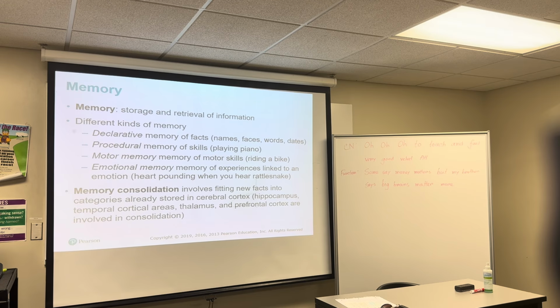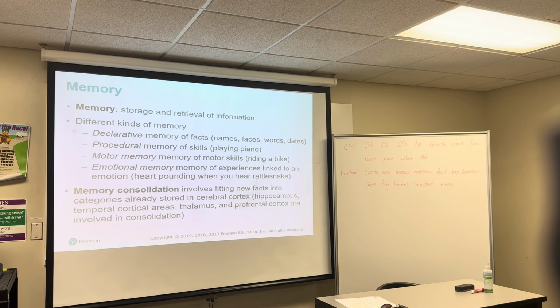Now let's talk about memory, the storage and retrieval of information. Can you hear something and tell me right after? Can you do that? So that is your memory. There are different kinds of memory that you can have. Declarative memory: names, faces, words, dates. I had it very good when I was young. If you told me a 10-digit number, I could tell you right after. I could literally memorize it. But now I cannot do that anymore, though I used to.